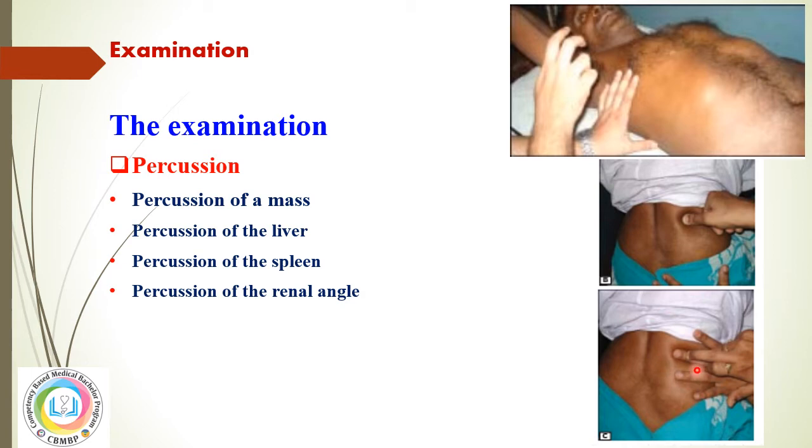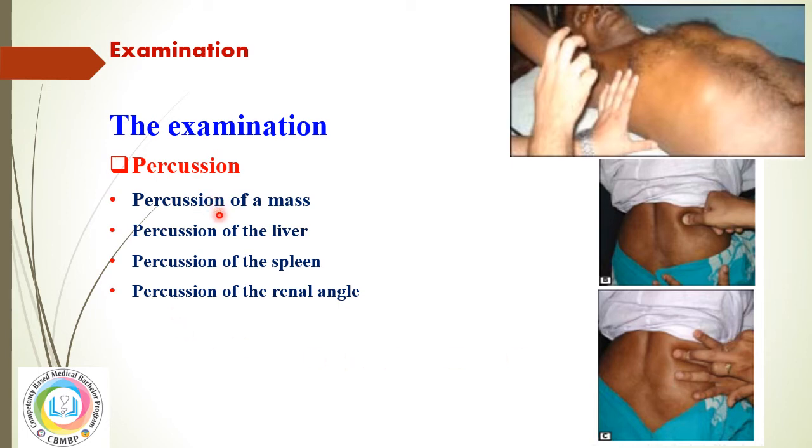And here we percuss the renal angle. Normally the renal angle is resonant on percussion. It will be dull when the kidney is enlarged and descends down.